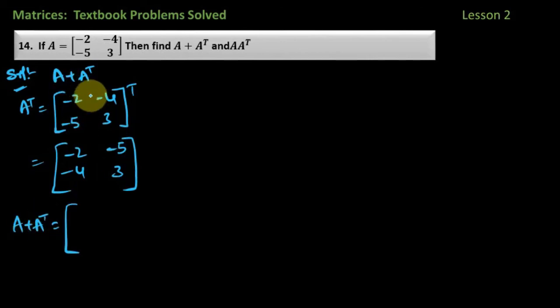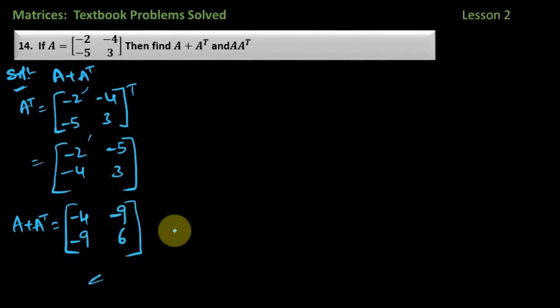So first value, see, corresponding elements. This minus 2 plus minus 2 total, it will become minus 4. Similarly, minus 4 and minus 5 total become minus 9. So here also minus 5 and minus 4 is total minus 9. So here 3 plus 3 is plus 6. So this is my answer. That's it. Very simple, isn't it? Right? Okay, then we'll try the next one.